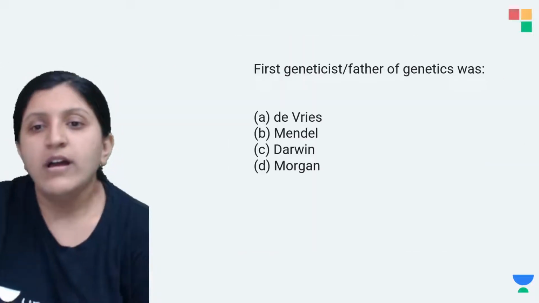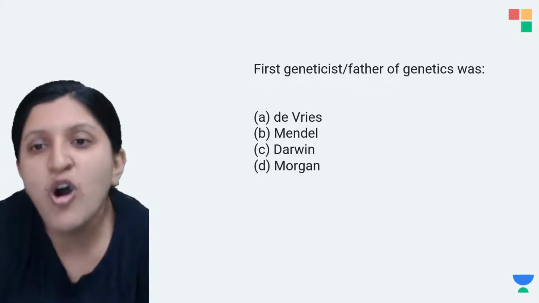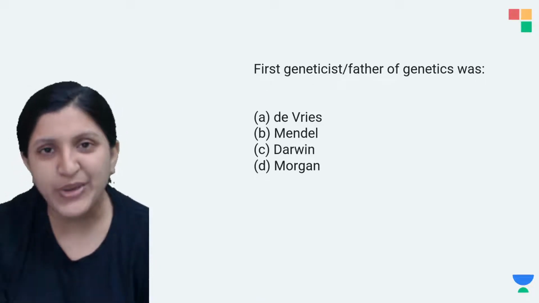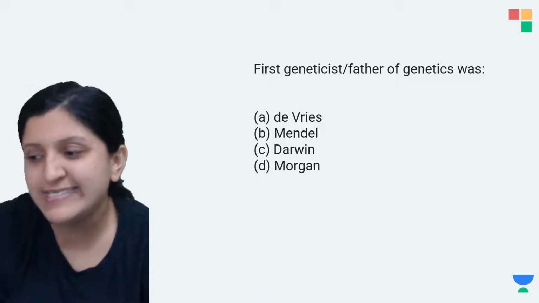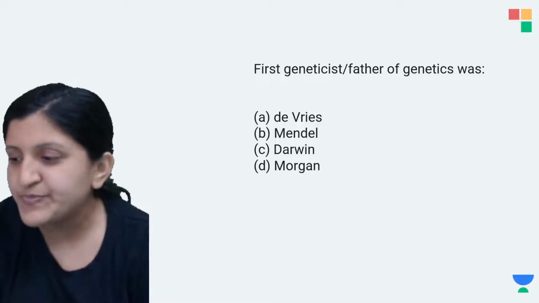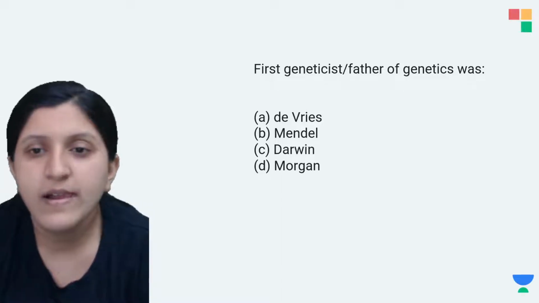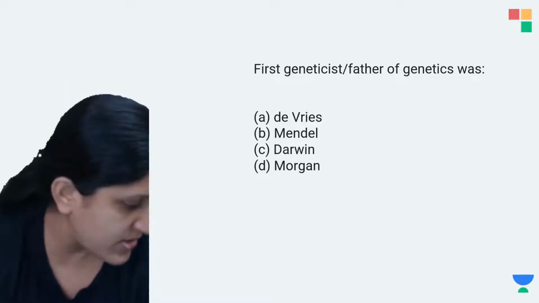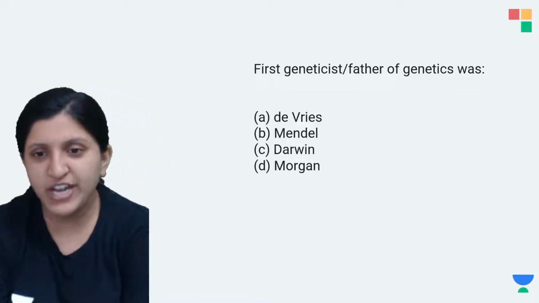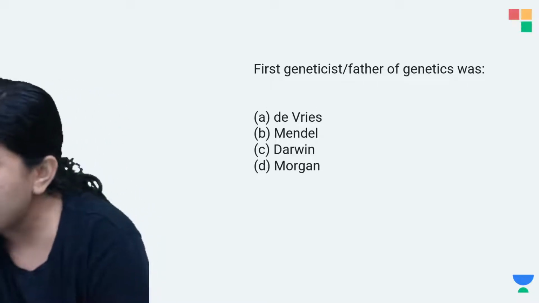Alright. Yes, any idea who is the first geneticist, or the father of genetics we can mention? So who exactly is this one? So De Vries, Mendel, Darwin, Morgan. Any idea on this? First geneticist or father of genetics. So whom do we call a father of genetics? So it is always Mendel, right? Yes, it is Mendel. Hi Piyush.